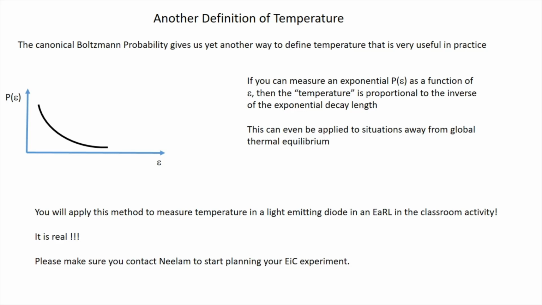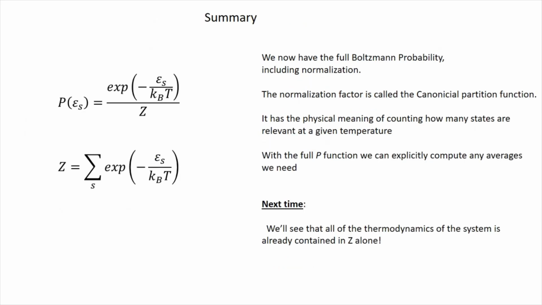And that's our point of doing early in the classroom: we want you to touch the real physics and not just have to do derivations. So please make sure that you've been in touch with Neelam to start planning your early in the classroom experiment. I think it's really rewarding. You're going to make measurements of light-emitting diode emission spectra and understand how to connect those to Boltzmann probabilities and use the Boltzmann probabilities to measure the temperature at the junction of the LED. Yeah, sorry, I messed that up.